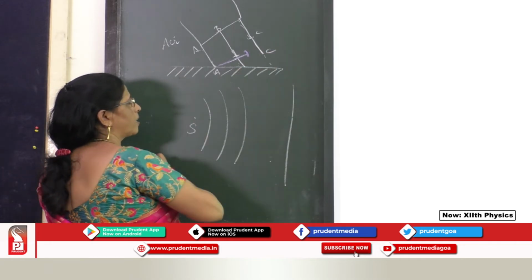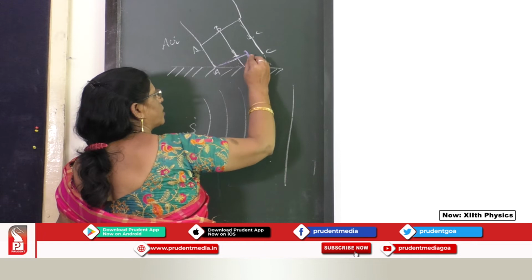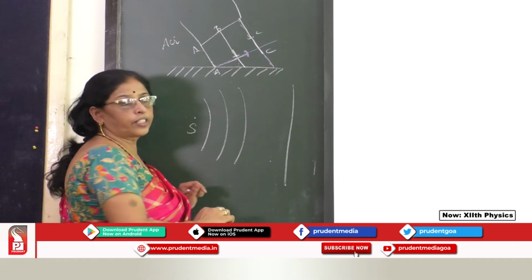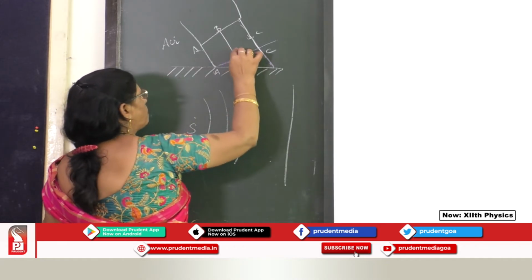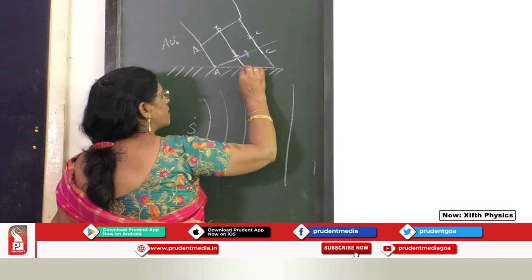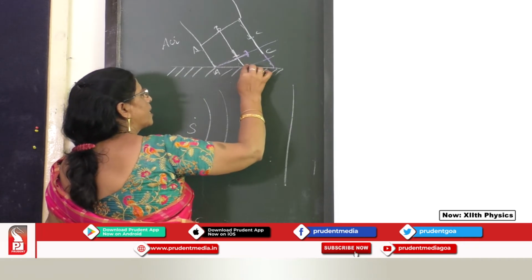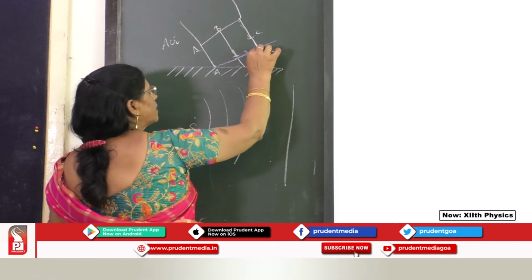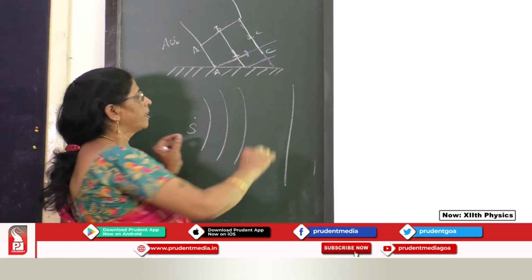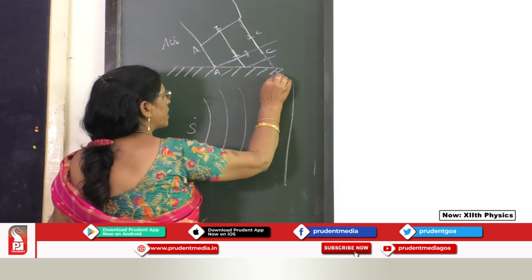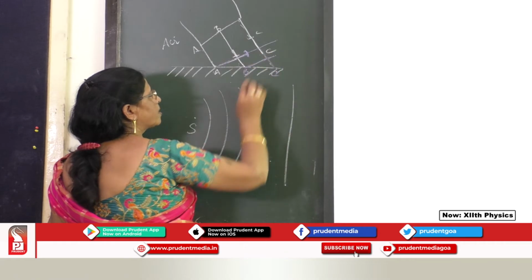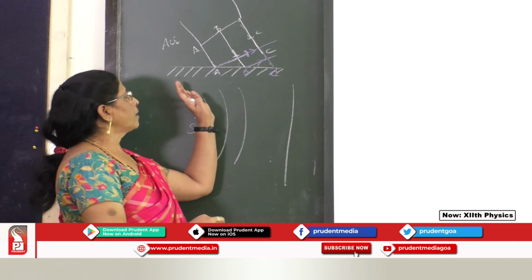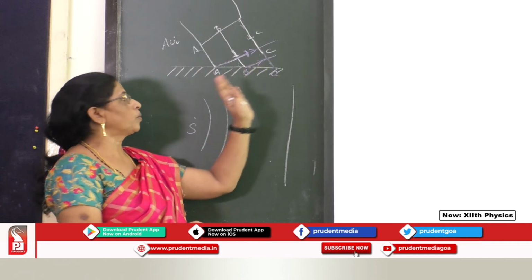Now after B has reached, it starts giving out the secondary wavelets. They travel until the last point of C reaches the surface. The secondary wavelets travel the same time until the last point of the wavefront reaches the surface. Now C is here, B is here. These are the wavelets which are reflected, which are sent back over here.